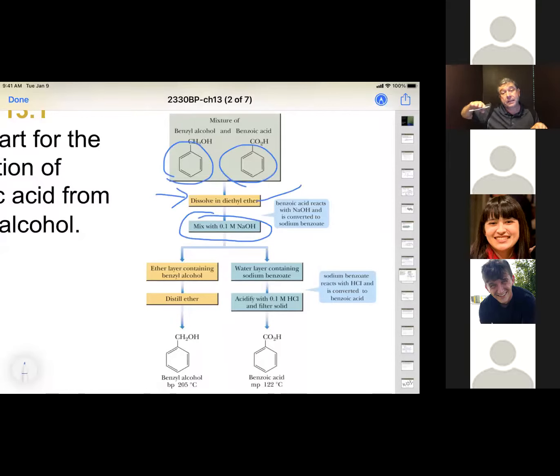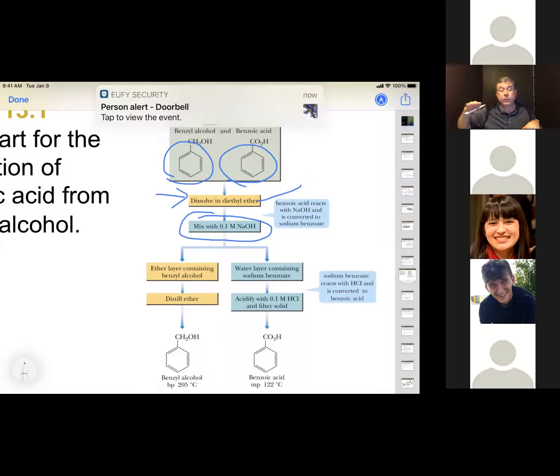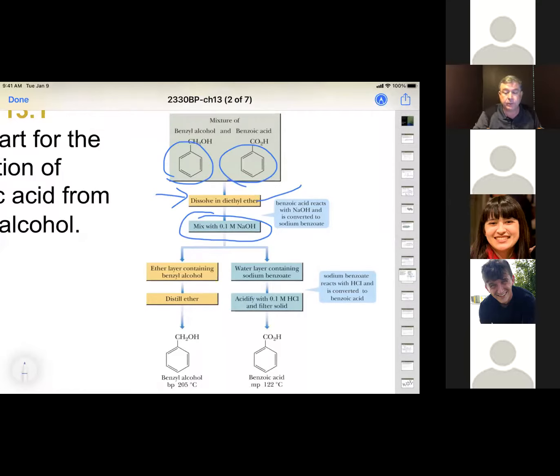However, our carboxylic acid is now a salt, right? So if we wanted to regenerate our carboxylic acid, we would have to acidify it with a stronger acid. In this case, we're using HCl. When we acidify it, it's no longer soluble in water and it precipitates out. So we're using the solubility of the basic form of our carboxylic acid to help us separate these two materials. It's all about taking advantage of the acidity of our system and the solubility of our conjugate bases.